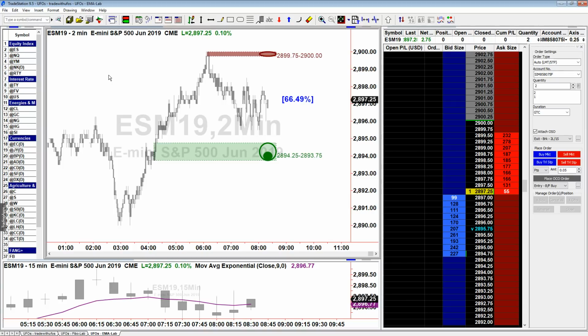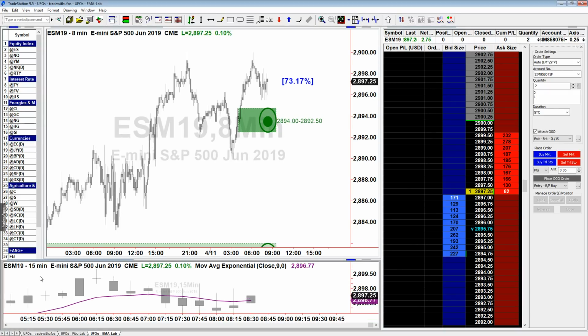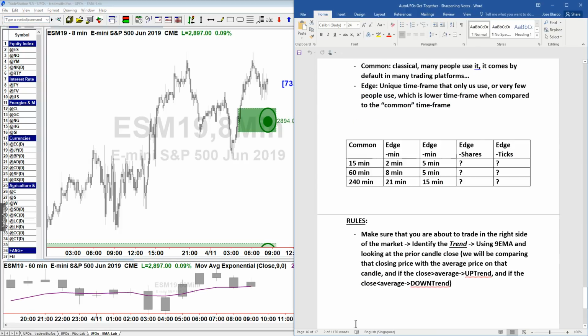Now, what I could do though is switch to the 8-minute time frame and the 60-minute time frame below. By doing so, I am switching from the combination 15 and 2 to a new combination. Oh, sorry for that, I just hit the wrong button on my keyboard. So you are now looking at 60 and 8, which is a different combination: common time frame 60, edge time frame 8. I have the 60 below and the 8 above. Okay, so you could do that, right?